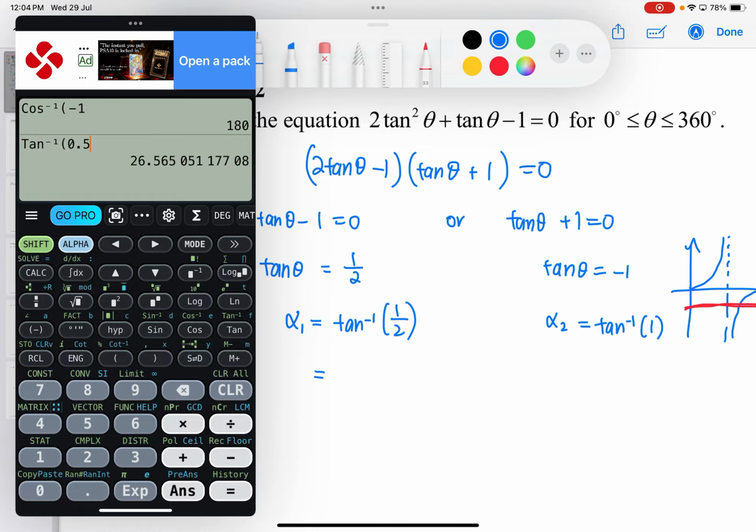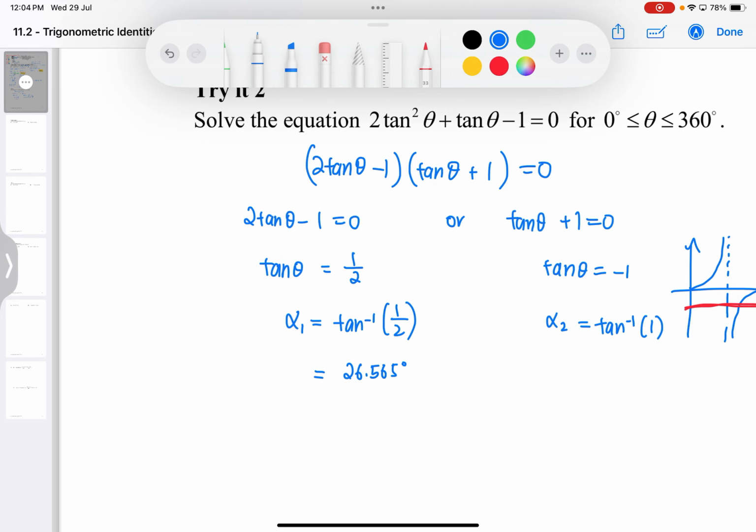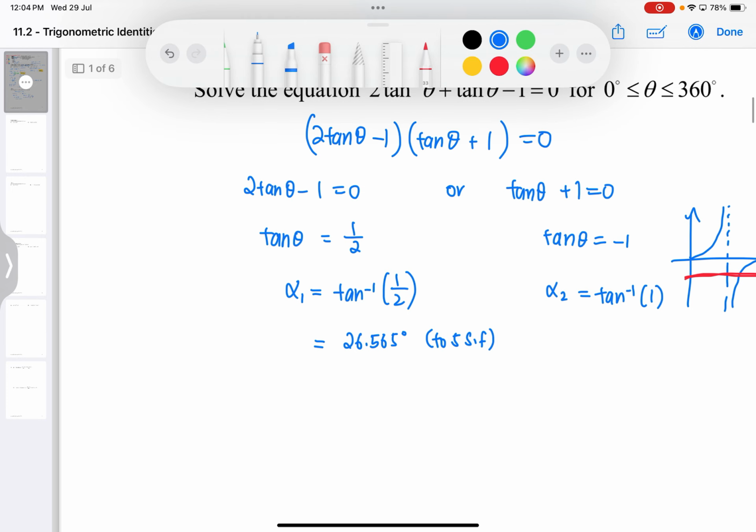Is this a special angle? No, right? 26.565. Okay, write it in 5 significant figures, to 5 SF. Okay, then once you found the basic angle, what's the next step? Yes, sketch your ASTC to figure out.